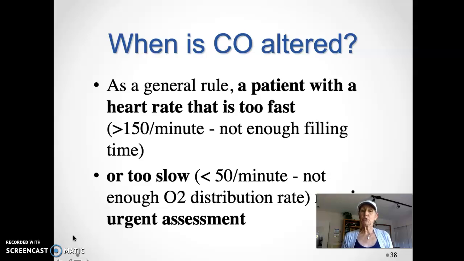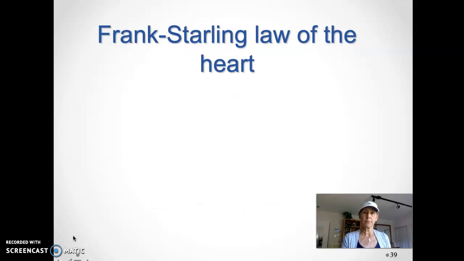Let's look at the alternative. What about too slow? Less than 50 per minute is not going to be enough oxygen distribution rate. So in this case, it's even more dangerous, where that cardiac output is so low that not enough of it is getting to the tissues to be able to oxygenate those tissues. So not too fast, not too slow. That's what's going to matter here with heart rate, when that heart rate can change so much.